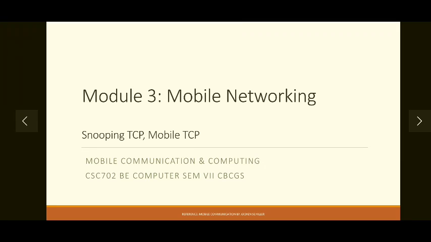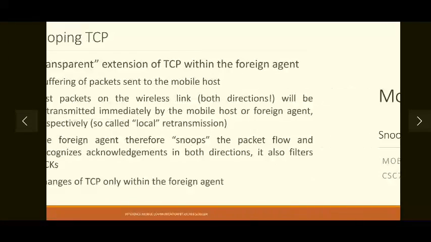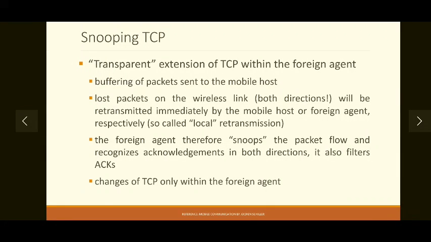Hello everyone. In this session, we will see the next two improvements which are done in standard or traditional TCP for supporting mobility in the mobile networks. These are snooping TCP and mobile TCP. So let's look at the snooping TCP first. Whatever drawbacks that we have seen in the indirect TCP, we are trying to overcome in this particular type of enhancement. So the snooping TCP is a transparent extension of TCP within the foreign agent.